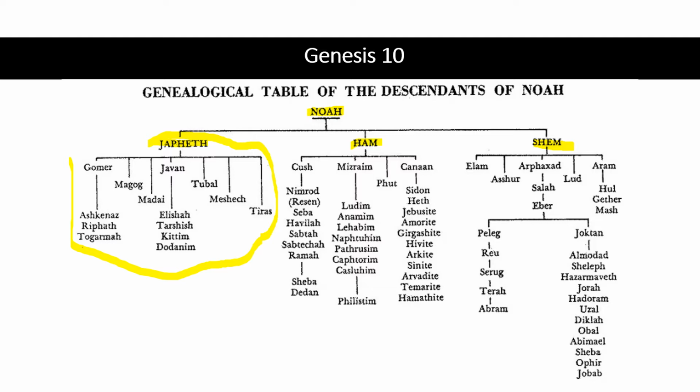Ham had Cush, Mizraim, and then Canaan. And let me explain something to you. Moses' wife was actually a Cushite. So Moses' wife actually came from the family of Ham. And as we know, Ham is the one that saw the nakedness of Noah, and Noah cursed Ham.